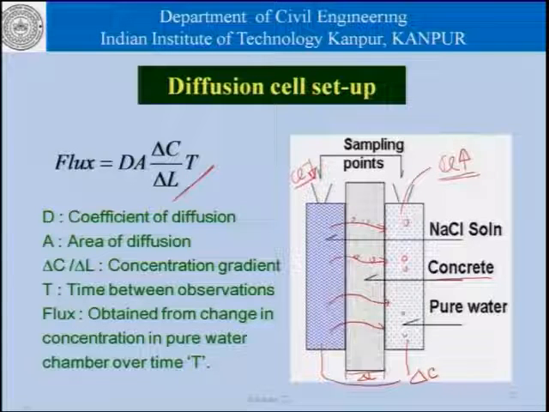So, once we understand all these numbers, then we know the flux as to how much chloride has moved in, we know the area of the concrete specimens that we have, we know delta C, we know delta L, we know T, and we can actually estimate the diffusion coefficient. So, this is one method of estimating the diffusion coefficient directly. It is a very tedious process, it could take several months depending on the size of the specimen that we take, the nature of the concrete that we take, and so on and so forth.